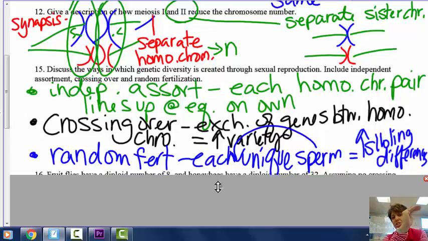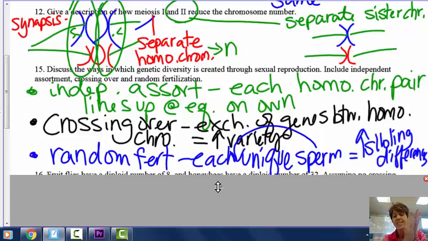Maybe it's going to line up maternal, maternal, maternal, paternal, maternal, maternal, maternal, paternal. That is just a random grouping. Maybe the next time the chromosomes line up, there's going to be paternal, paternal, maternal, maternal. It's any random way. And because it's any random way, the offspring that result are going to be different from the parents, okay? Each egg is not identical to mom. It's only half of mom's chromosomes.